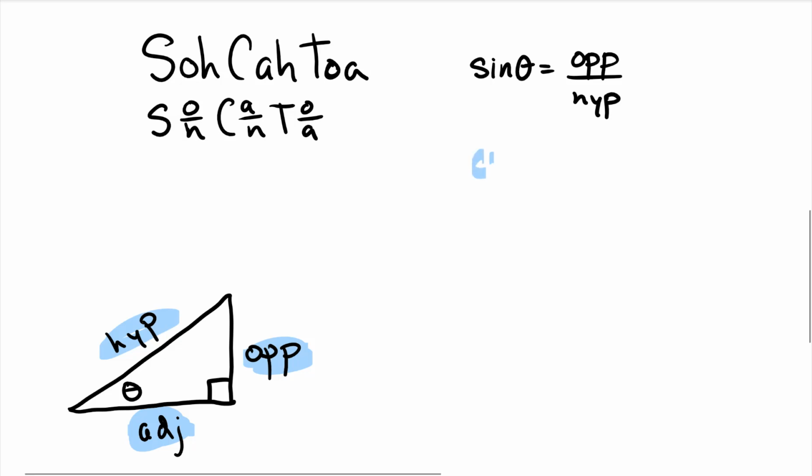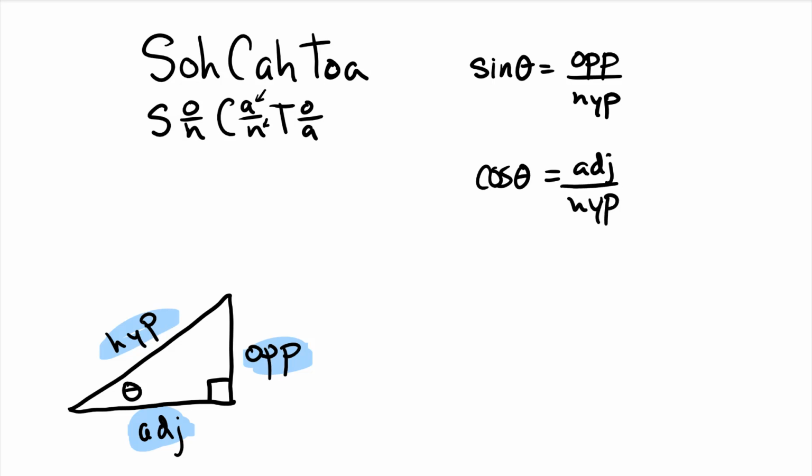Similarly, we have cosine, and it says A over H, so that's the adjacent over the hypotenuse. And tangent is going to be our opposite over the adjacent. That's the OA. So they give us 3 different ratios.